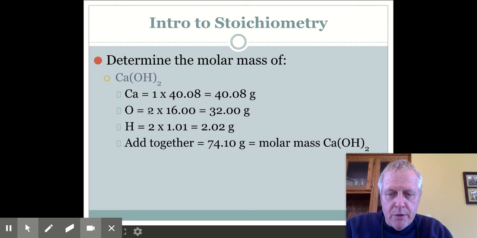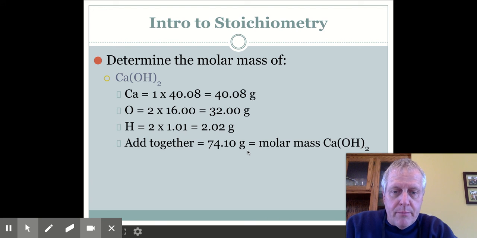So that's why here you see 1 calcium, 1 times the 40.08 atomic mass of calcium. But then you see 2 times, so this is 2 times the oxygen of 16, gives you 32. And 2 times the hydrogen of 1.01 gives you 2.02. Now, adding all those up results in the formula mass, molar mass of calcium hydroxide.